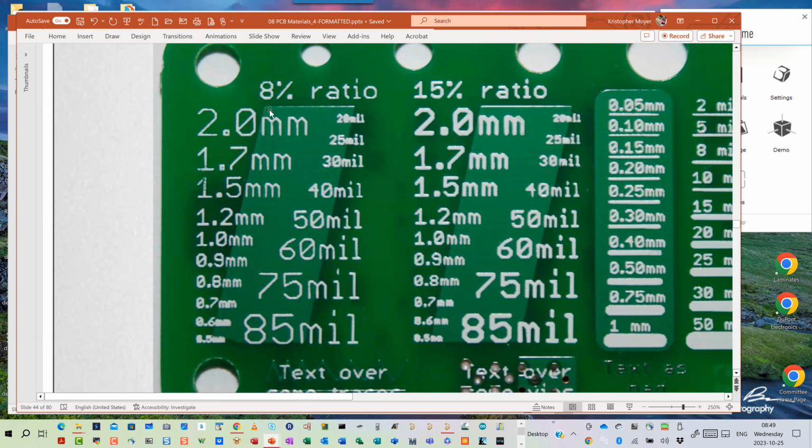The ratio is the height of the character to the width of the line forming the character. So the smaller the ratio, the thinner the stroke is compared to the height. So in a small ratio character, large text like this 2 millimeter here or 85 mil here actually start to look a little too thin, almost like they're fading out a little bit, right?